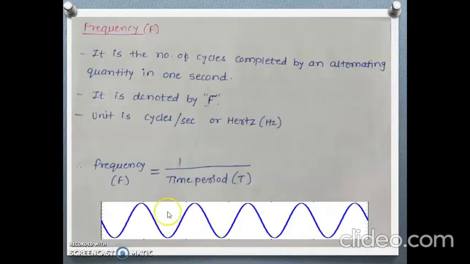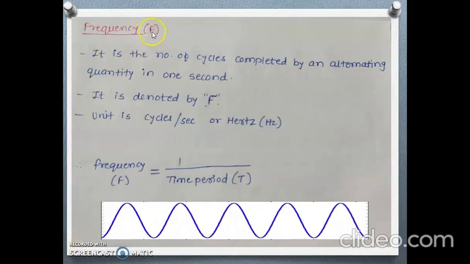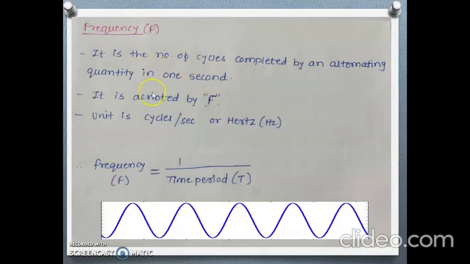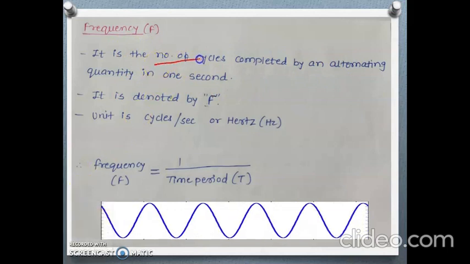Now let's see what is meant by frequency. The frequency, which is denoted by capital F, is the number of cycles completed by an alternating quantity in 1 second. Frequency is nothing but the number of cycles completed in 1 second. It is denoted by capital F and measured in cycle per second or hertz. Number of cycles completed in 1 second is known as frequency, and it is 1 upon time period. Time period we have already discussed. Time period is the time required to complete one cycle, and frequency is 1 upon time period, and the number of cycles completed in 1 second.